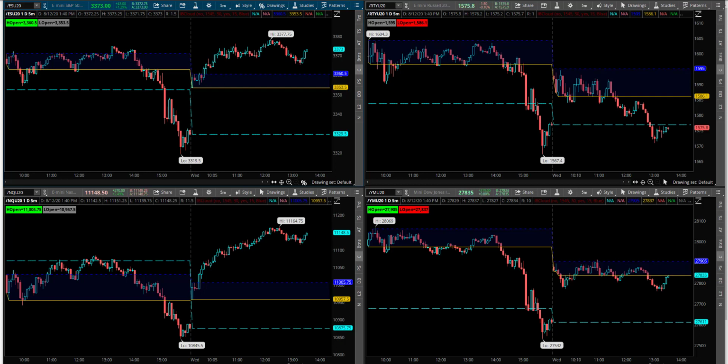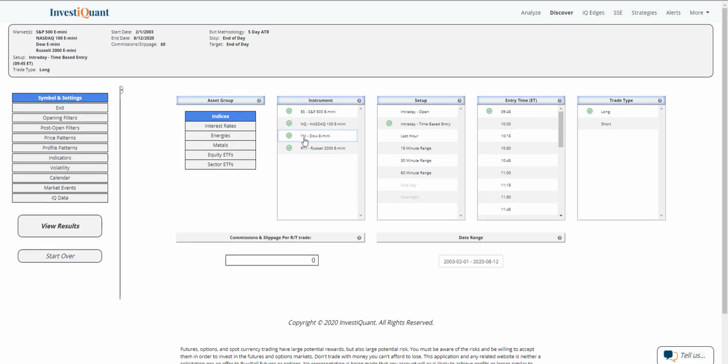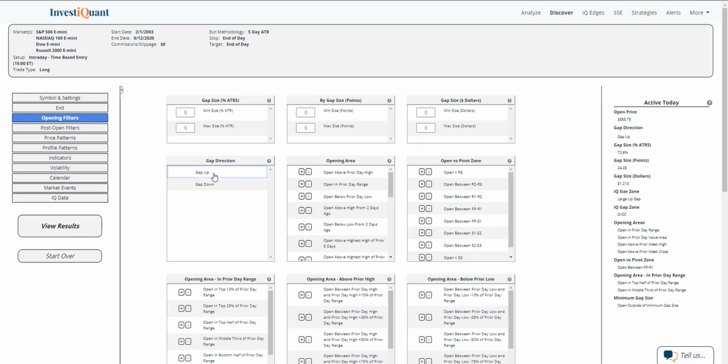So let's set that up in Discover. And the way that we will do that is we will select all four instruments, even though this will not be applicable for the YM or the Russell today. We'll use an intraday time-based entry, and I can use an entry time of, let's do 3 o'clock. And then it'll be set up as a long. So it'll get long at 3 p.m. and it will exit at 4:15 p.m. Eastern time.